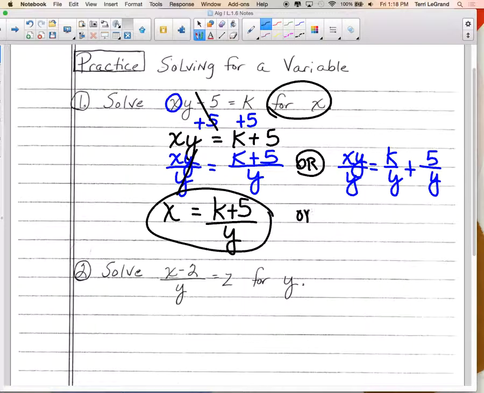Or we could say, you know what? Oopsie, I just canceled out the wrong thing. I want to cancel out the y's. I have x. Can I cancel anything there? K over y? No. Can I cancel anything there? 5 over y? Anything in that?